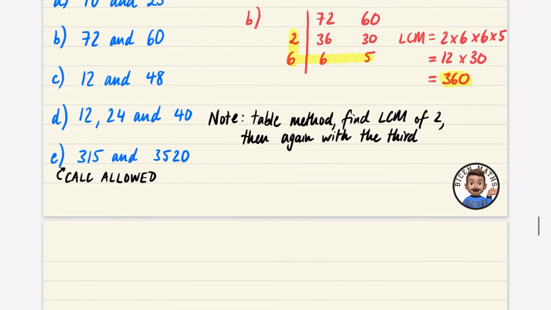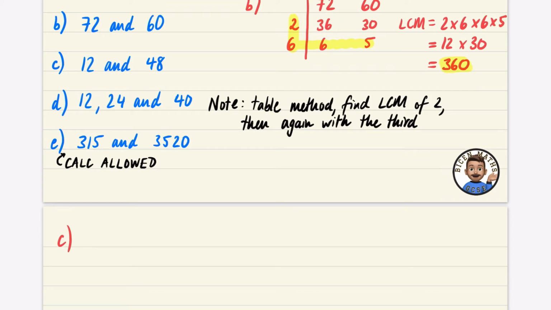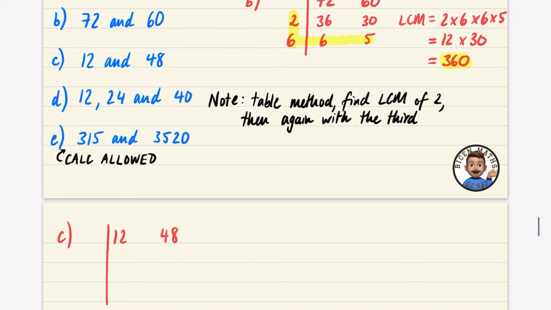Now I'm going to have a look at C. C is something maybe you could spot very quickly, but I'll show you probably a table method for this one as well, because I think this one is going to be pretty easy for a table method. Now you might be able to do this one just by spotting it if you look at the properties of 12 and 48. But I can see straight away that both of them are in the 12 times table. So that would leave me with a 1 and a 4.